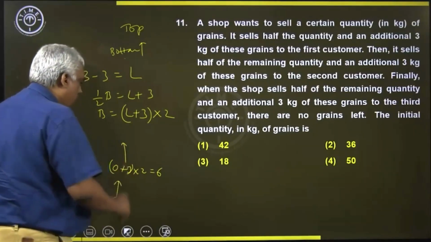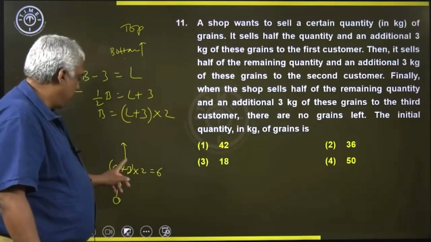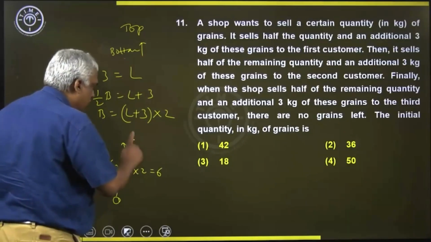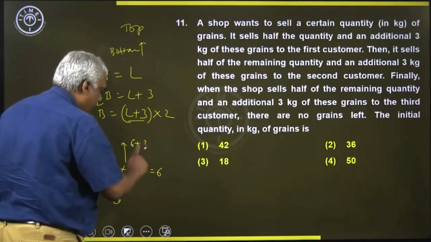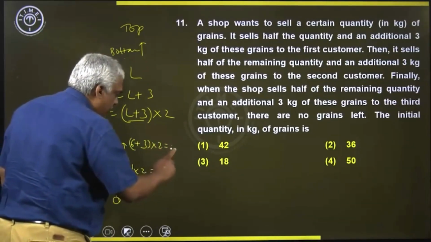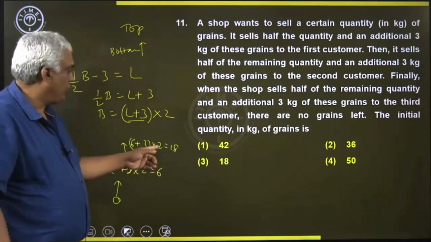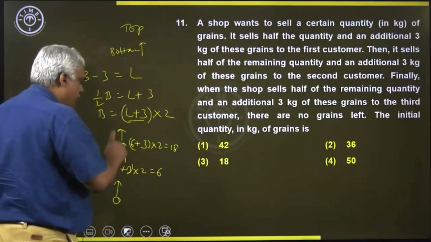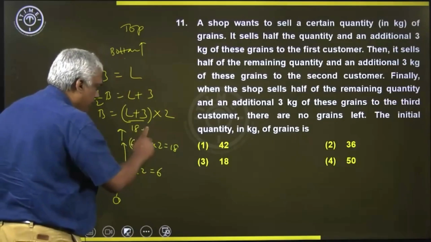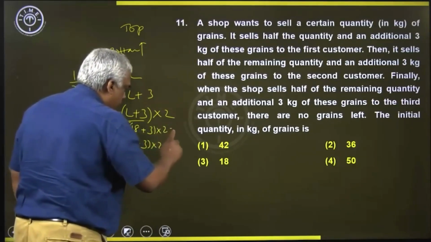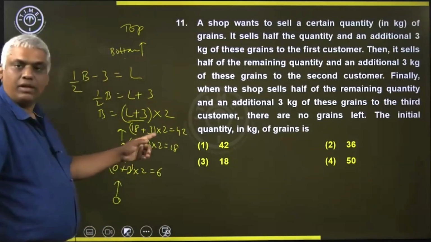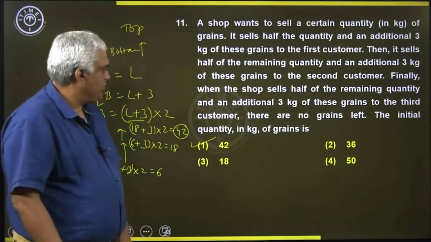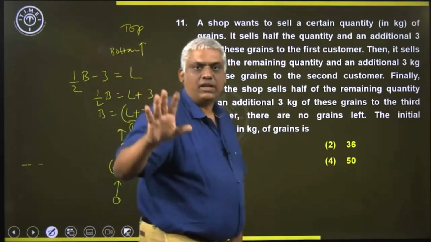Now, before selling to the second customer, or after selling to the second customer, she had 6. So before selling to the second customer, she had 6 plus 3 into 2. So that is 18 kg before selling to the second customer, or you can say after selling to the first customer. So before that, how much she had? 18 plus 3 into 2. So that is 42. This is before selling to the first customer. So she had 42 kgs of grain initially. So that's the answer. I hope this is clear.